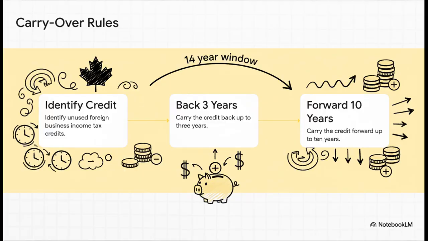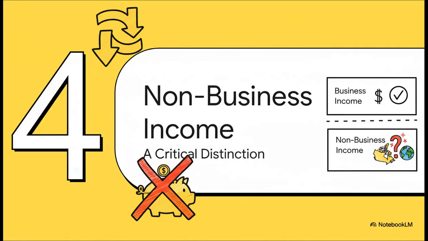You identify your unused foreign tax credits for the year. You can then carry them back 3 years to apply against past taxes, or carry them forward for up to 10 years to use against future taxes. That gives you a nice, flexible 14-year window to smooth out these timing differences and eventually get the relief you're entitled to. But, and you knew there was a but coming, didn't you?